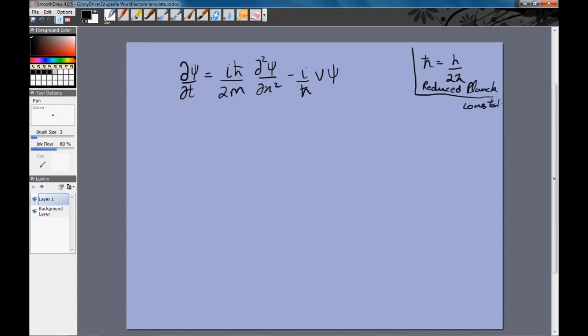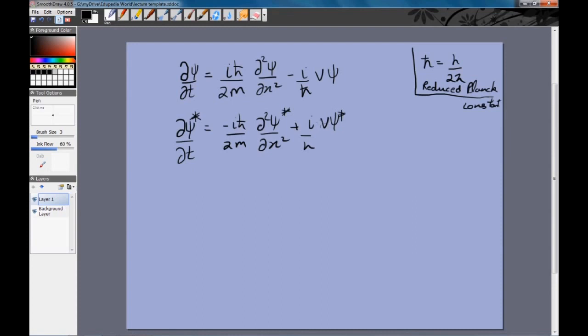And there's a line over the h which denotes that it's reduced. So this is del psi by del t. Now if we take the complex conjugate of this equation, we get del of psi star by del t, that is equal to minus iota h by 2m del squared psi by del x squared plus iota by h, so this is psi star, V psi star.